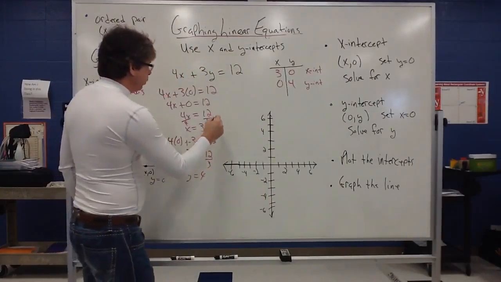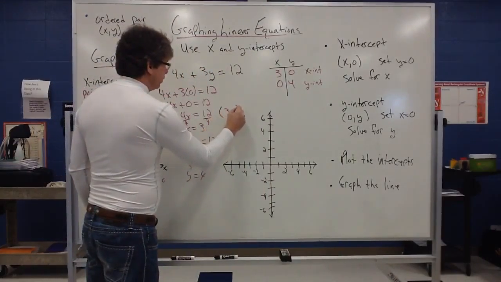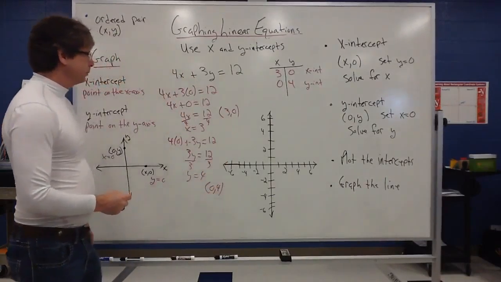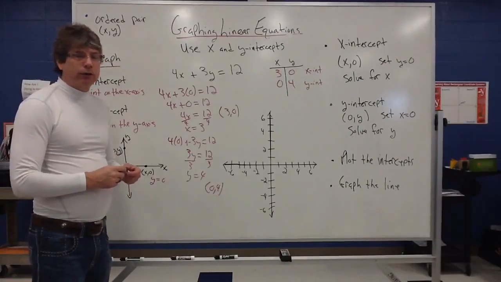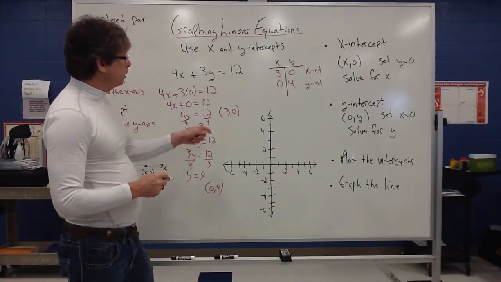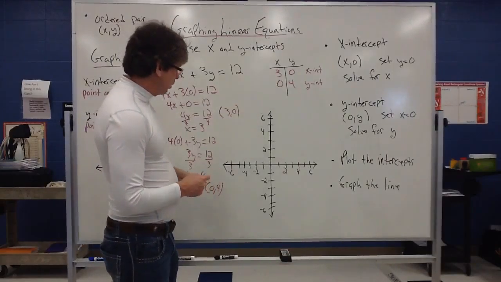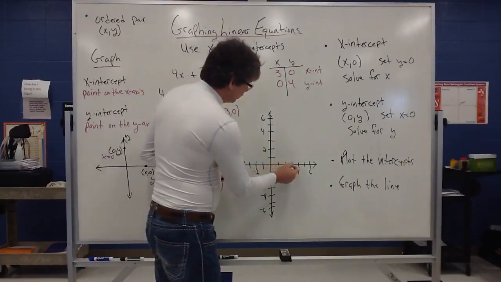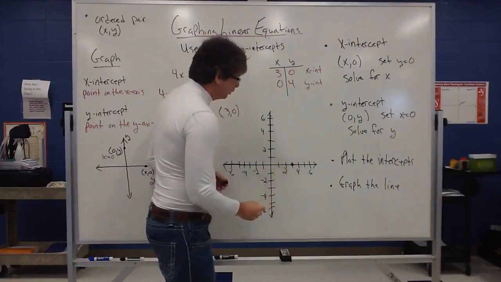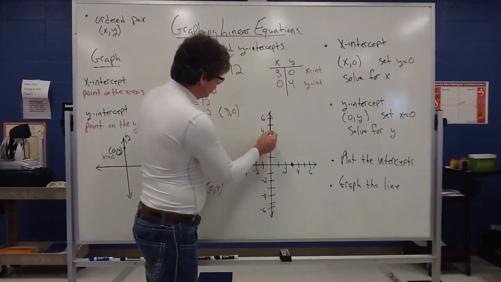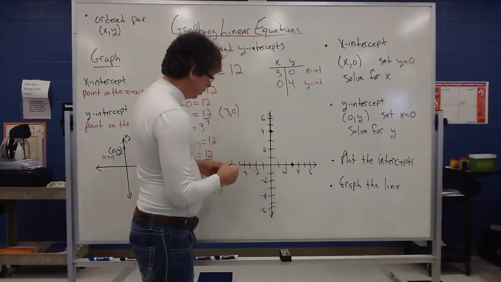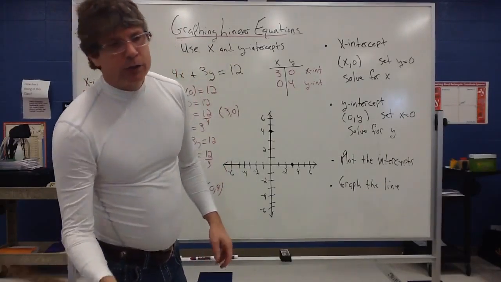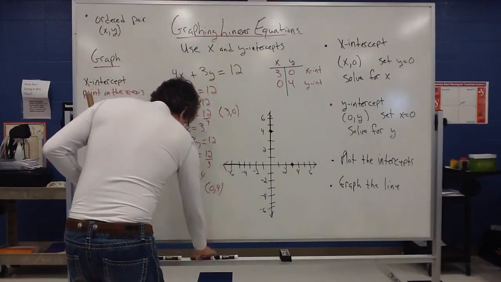So again, as an ordered pair, this would be 3, 0. As an ordered pair, this would be 0, 4. So those are the coordinates of my intercepts as well. When I graph the intercepts, we see that 3, 0, 1, 2, 3, 0 would be here. That's my x-intercept. My y-intercept would be 0, 4. That would be locked in there. And now, the line is just going to be drawn through those 2 points.